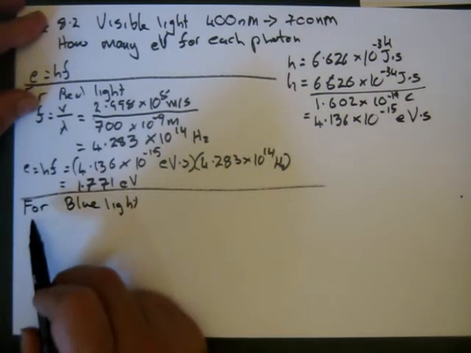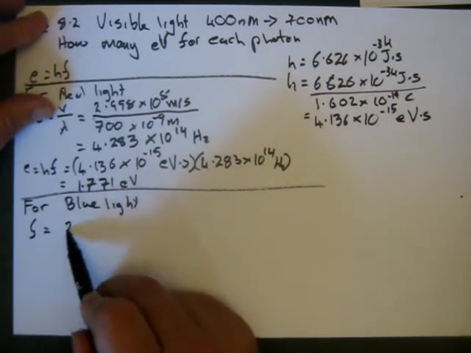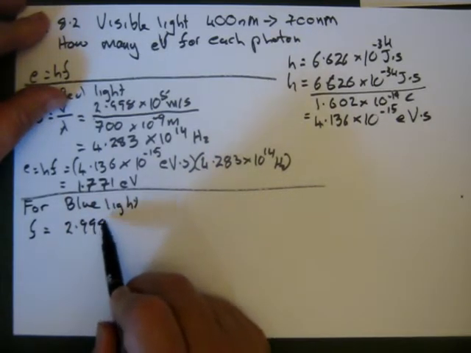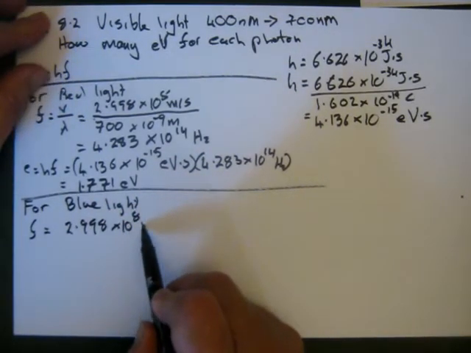So we've got the same thing. f is equal to 2.998 times 10 to the 8 meters per second.